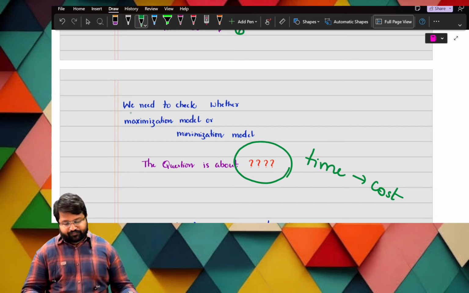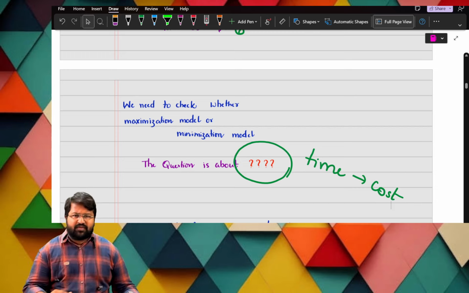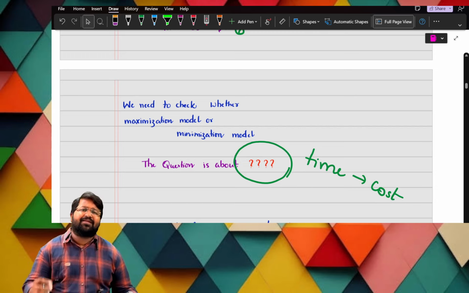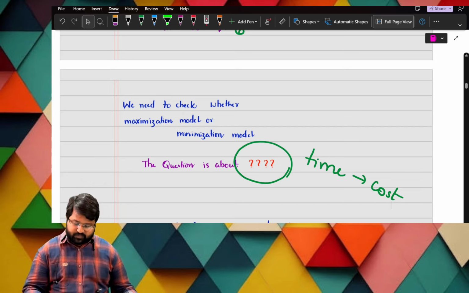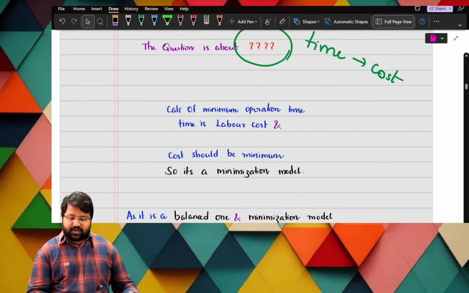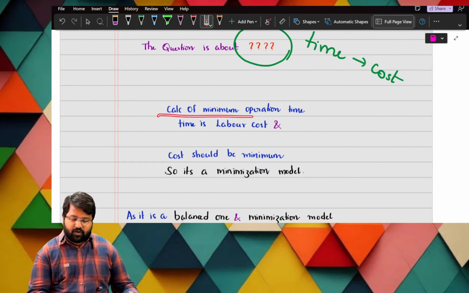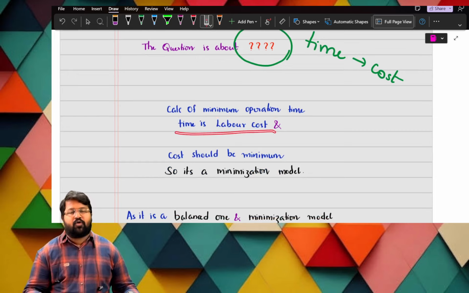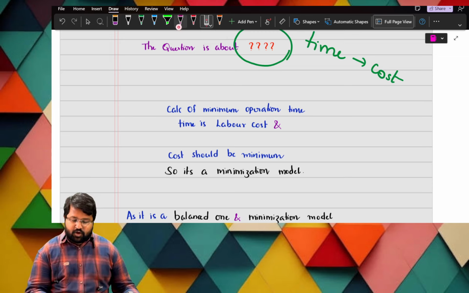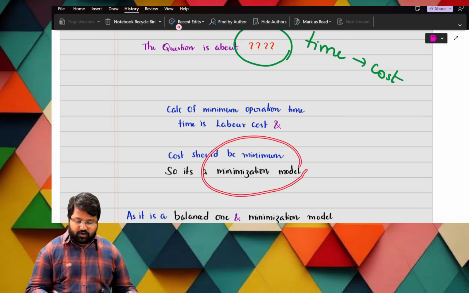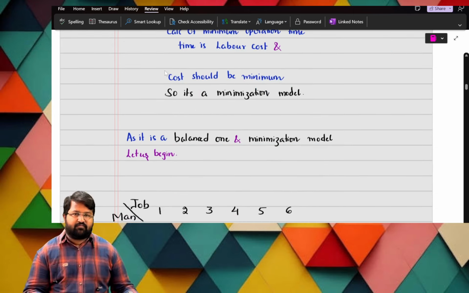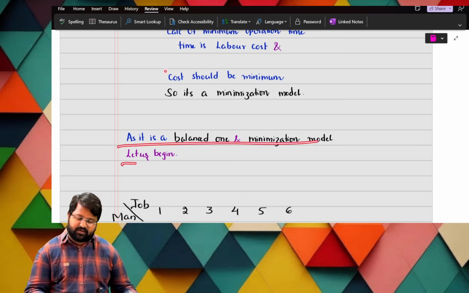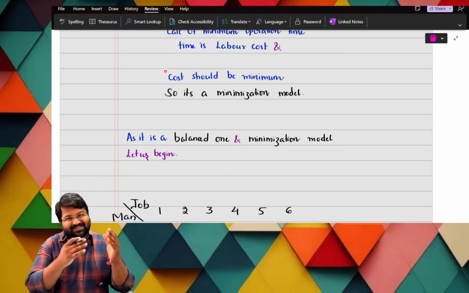Now we are done with this. Now we have to calculate the minimum operation time so that our cost will be minimum. When we consider cost, the cost should be minimum, so it is a minimization model, and it is a balanced one. So here it is a balanced one and also a minimization model. What do we need to worry about? Let us start our steps.